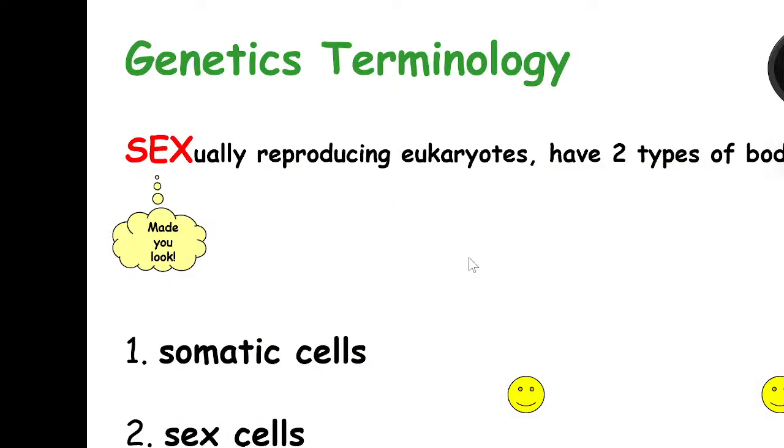Genetic terminology. Another type of cell division is also there, that is meiosis. If you take genetic terminology, sexually reproducing eukaryotes have two types of body cells. One is somatic cells, as I said earlier, and these somatic cells undergo mitosis. Another type of cells are sex cells, which produce gametes. For example, somatic cells undergo mitosis, whereas sex cells, also called reproductive cells, undergo meiosis.